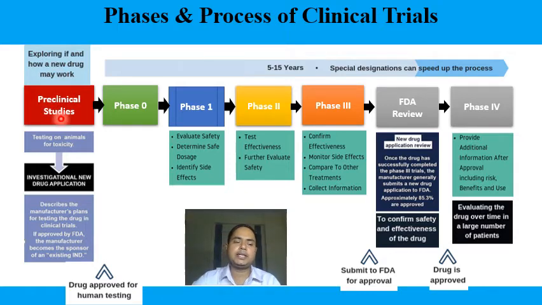So in the preclinical study, we test the toxicity in animals, and we can file the investigational new drug application. It describes the manufacturer's plans for testing the drug in the clinical trial. If approved by the FDA, the manufacturer becomes the sponsor of an existing IND. So after performing the preclinical study, a drug is approved for human testing.